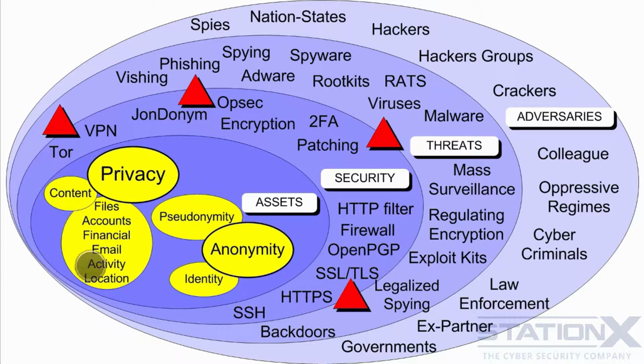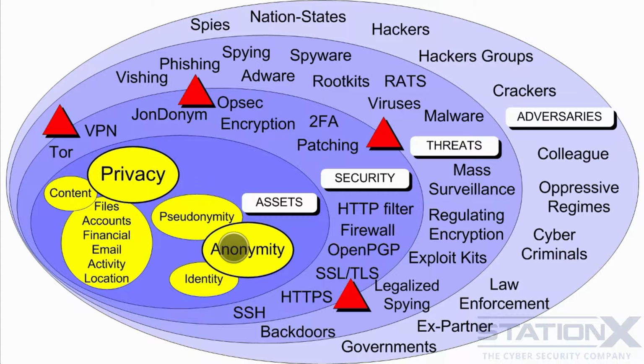These are the things that we care about, the things that we want to be private, like our files, our accounts, our financials, our email, and things that may relate to anonymity and our identity and not wanting association with our identity, maybe our browser history, what we download, what we post, and so on. The assets are individual to you, your personal needs.